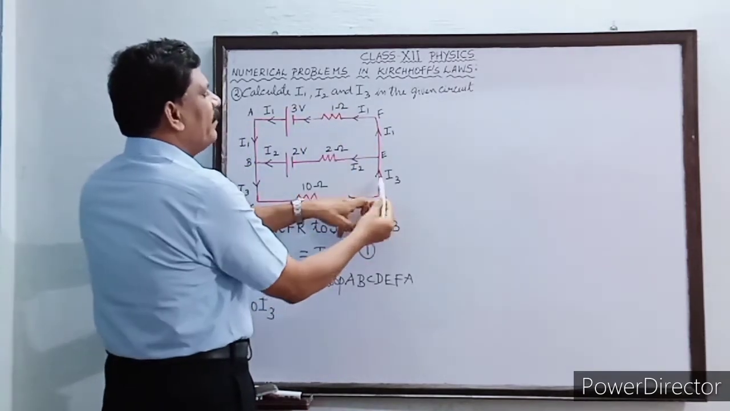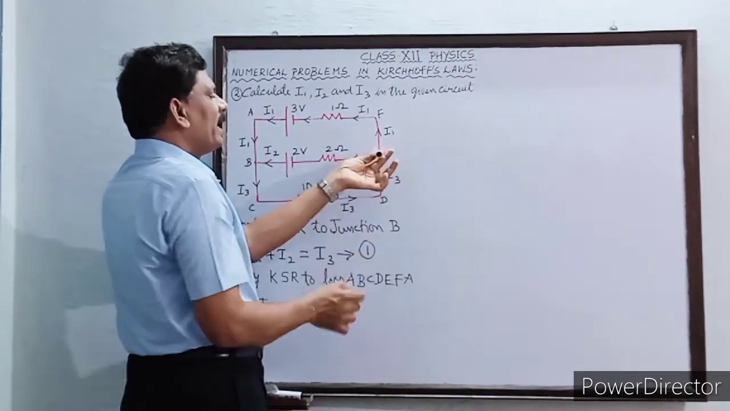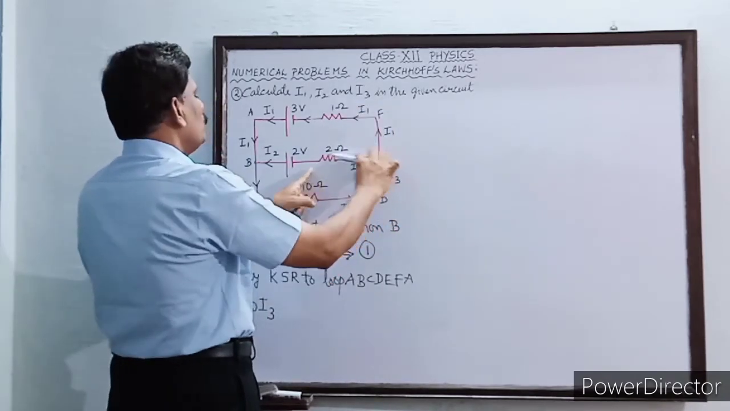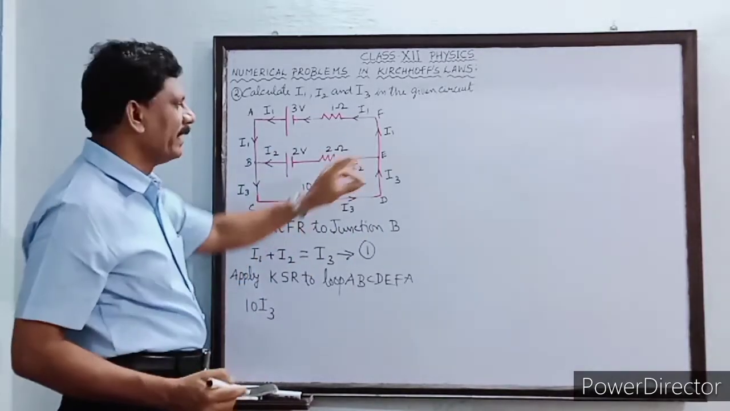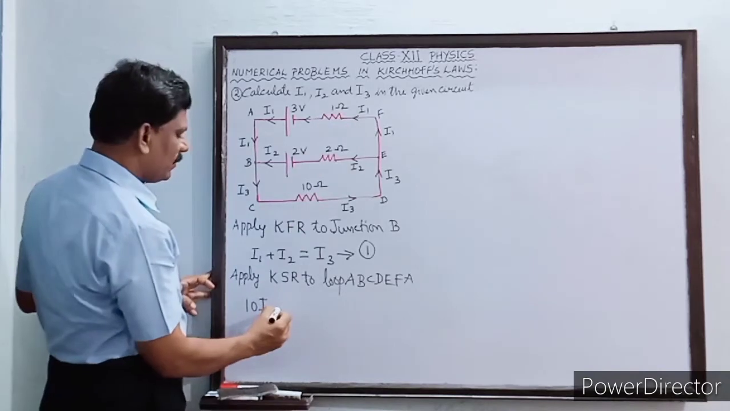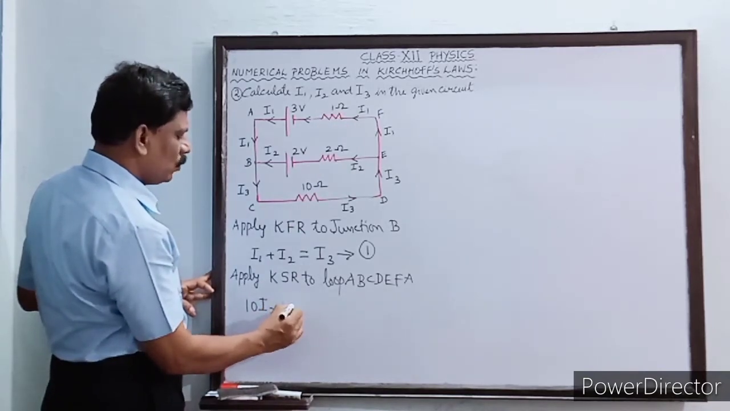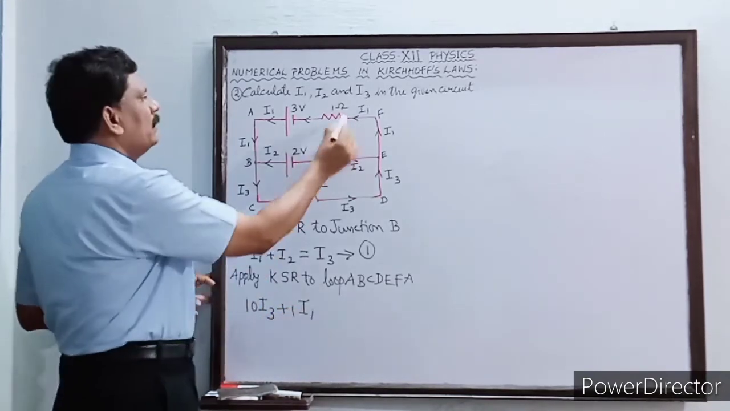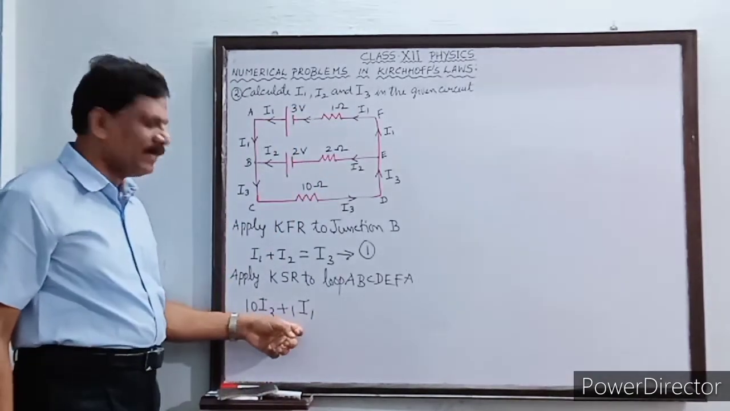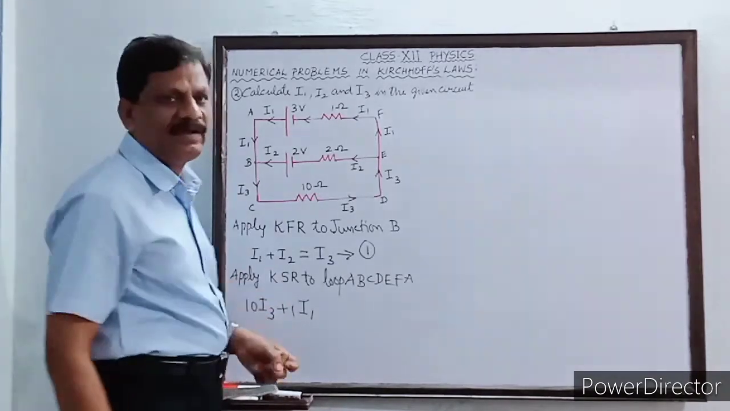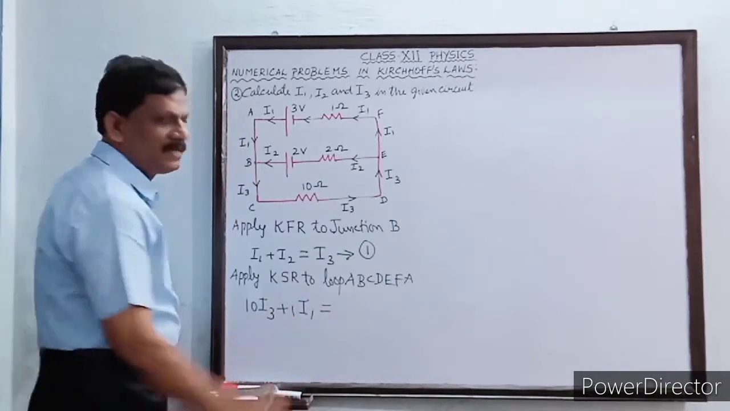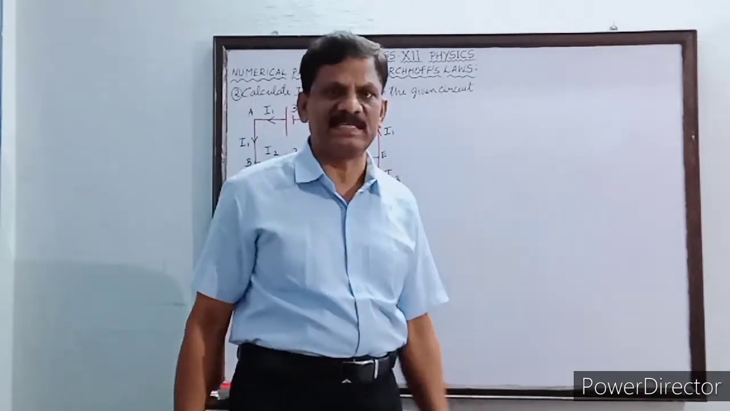Because the current I3, when it reaches the junction E, will again divide into I1 through F and I2 through this 2 ohm. Understand? It will again divide. So I1 into 1, positive, so this is 1 I1. That's all, I have come back to A. So I have calculated the algebraic sum of the products of current and resistance, and this must be equal to the algebraic sum of the EMFs in that loop.